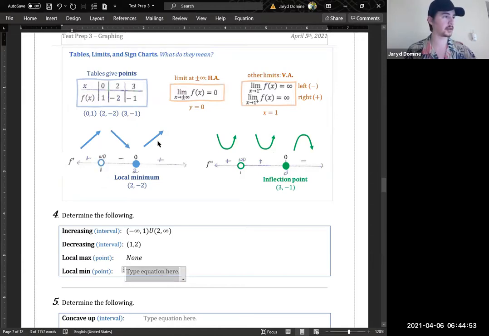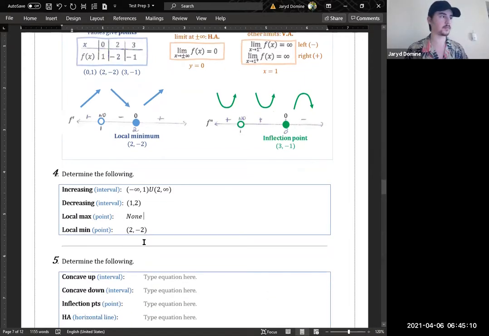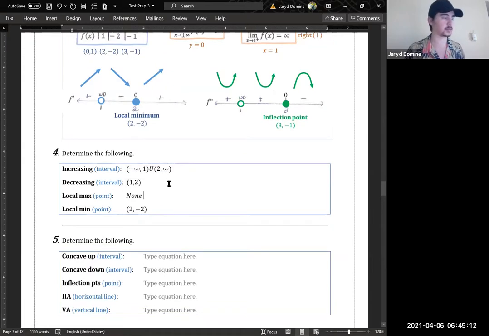But the local min here goes from decreasing to increasing. That's the first derivative test. We have a local minimum at 2, -2. And these are intervals, these are points, so you need x and y. Once you know how to read these, this will only take you a couple minutes to fill out.